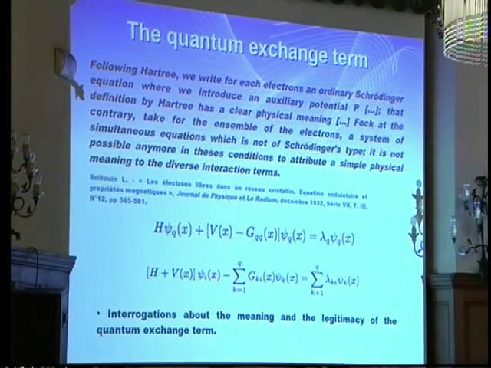That definition by Hartree has a clear physical meaning. It looks like a Schrödinger equation. Fock, on the contrary, takes for the ensemble of the electrons a system of simultaneous equations which is not of Schrödinger type. It is not possible anymore in this condition to attribute a simple physical meaning to the diverse interaction terms. So it comes from the fact we have terms psi and pk, and that second term, the quantum exchange phenomenon, was particularly disturbing for the physicists. And there was interrogation about its meaning and its legitimacy.